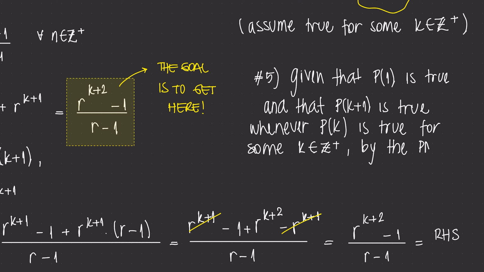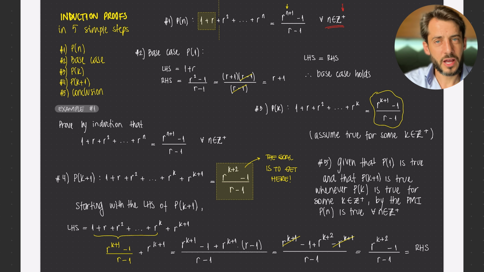By the principle of mathematical induction, you can write PMI, that's fine, P of n is true for all positive integers. And there you have it. These are the 5 steps in solving any induction proofs exercise.